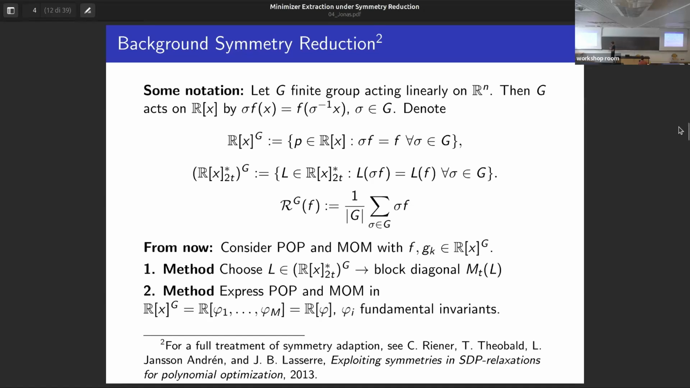The other method I know under the term of orbit space reduction. So the idea here is that you can express your invariant ring in terms of these so-called fundamental invariants phi_i. And then you can recast the polynomial optimization problem in terms of these fundamental invariants, and also the moment relaxation. The advantage of this technique is that you get a decrease of the degrees that you need to implement your moment hierarchy. Okay, so those are two different techniques, and we are going to zoom in on the first one now.